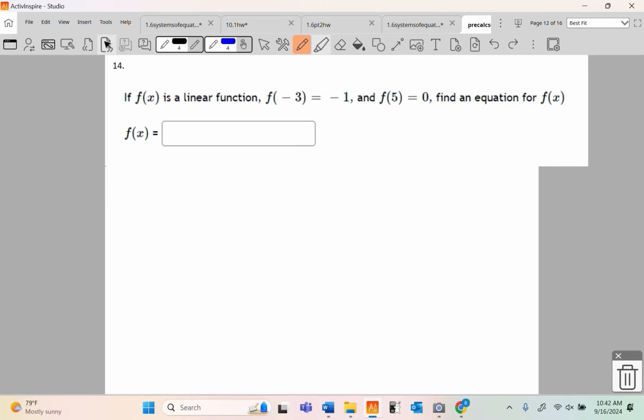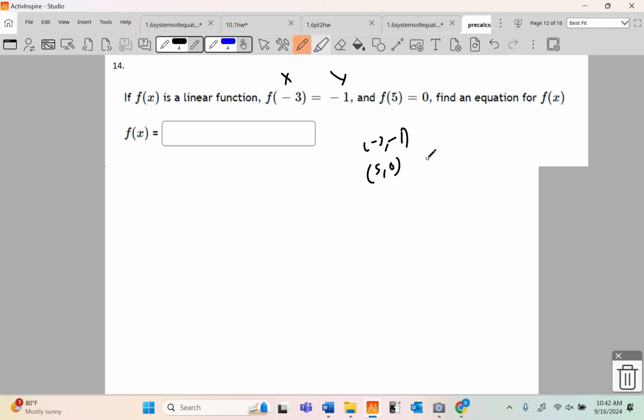All right, we have the linear function. A couple of you guys were struggling with that initially, but then I think you got the hang of it. Think about your ordered pairs. This is x, this is y. So you have this ordered pair, (-3, -1), and (5, 0). What's cool about this guy is absolutely nothing.